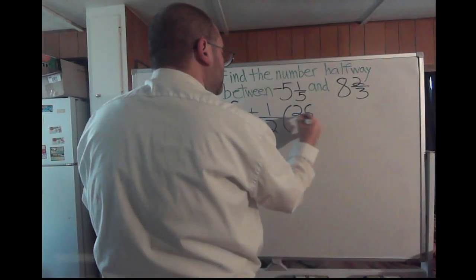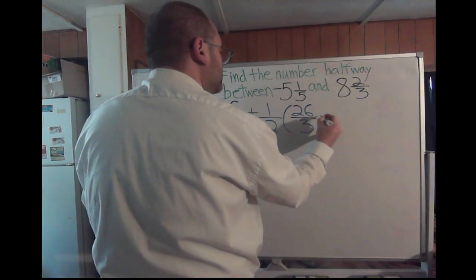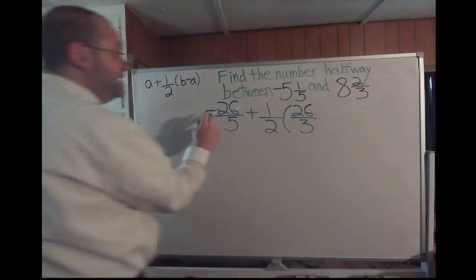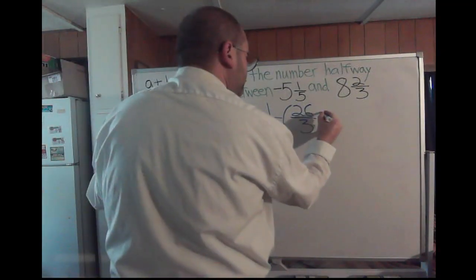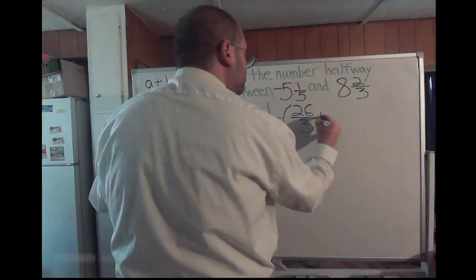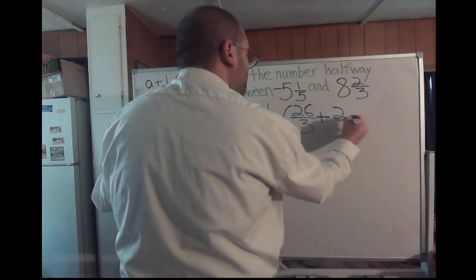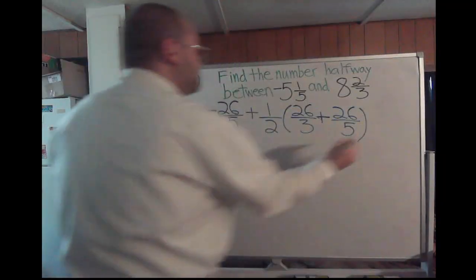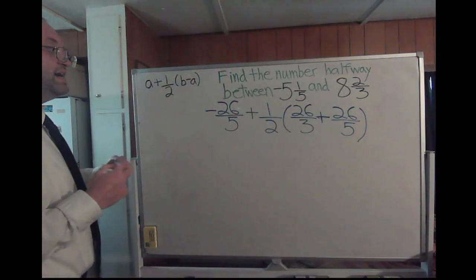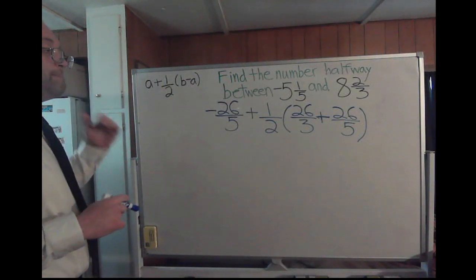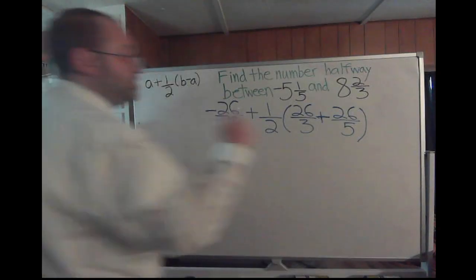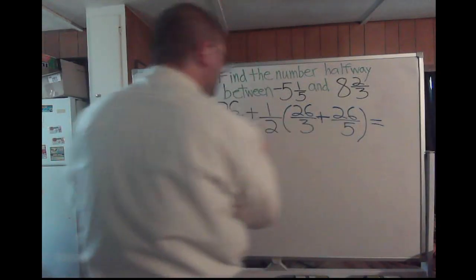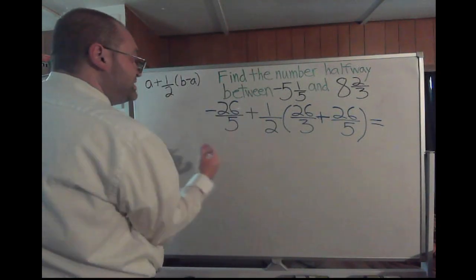So you'll have 26/3 minus negative 26/5, which would actually be plus 26/5. So that's what you would have going on inside of the parentheses there. So there's your expression, there's the original equation. Now let's work inside the parentheses.